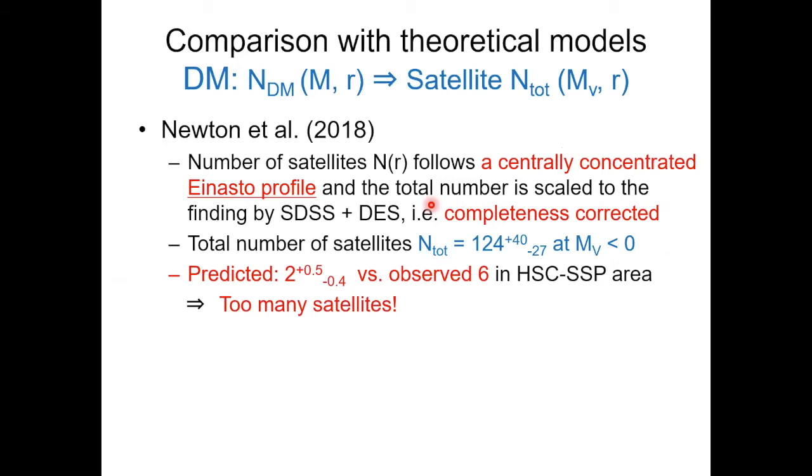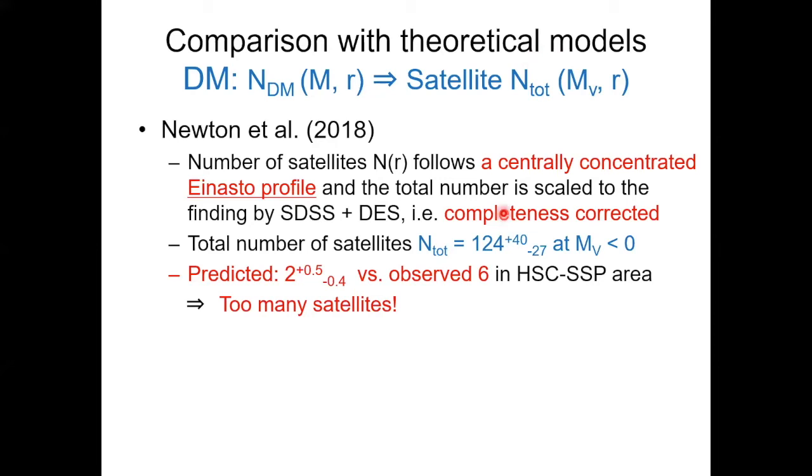So we would like to compare with the theoretical models. Theory is based on the dark matter model, and the dark matter model predicts some number distribution as a function of the mass of the subhalo and the position of the subhalo within the host halo. The point is how to transform this information to the visible satellite properties, say the total number of satellites as a function of the brightness of the satellites, V-band absolute magnitude, and position of the satellites. This part is a bit complicated.